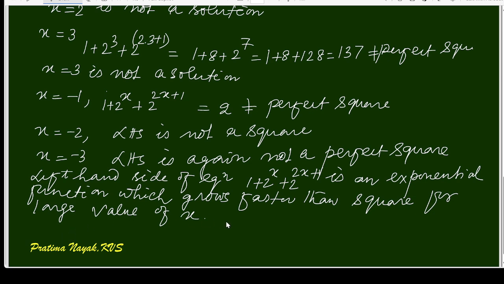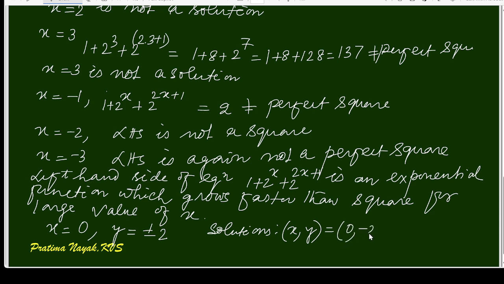So we got only one value of x for which it is a perfect square. So x is equal to 0 and y is equal to plus or minus 2. So this is the solution. The solutions are (0, 2) and (0, negative 2).